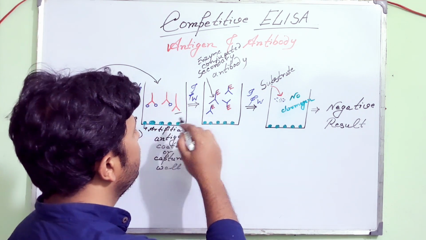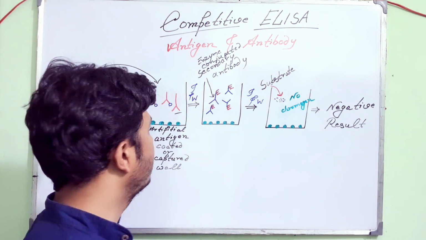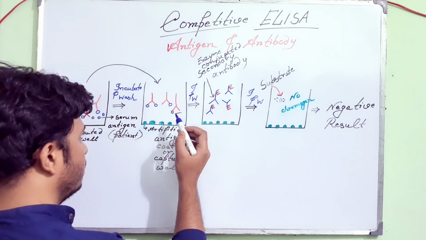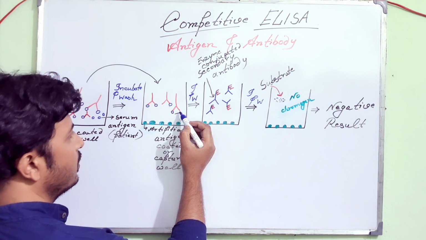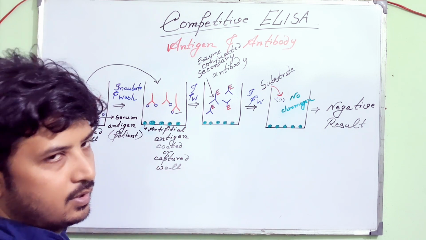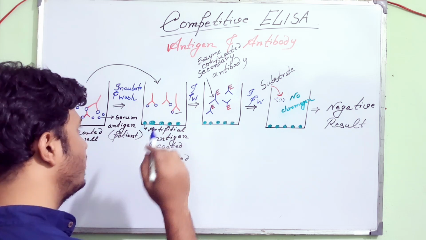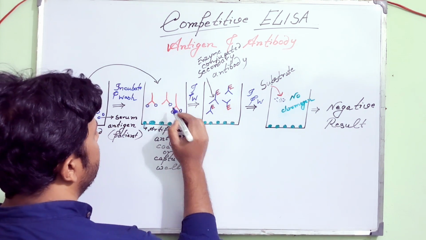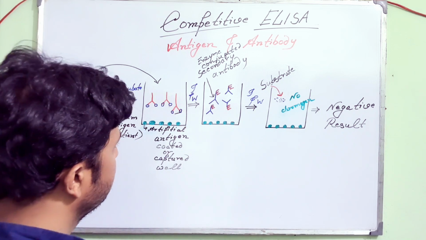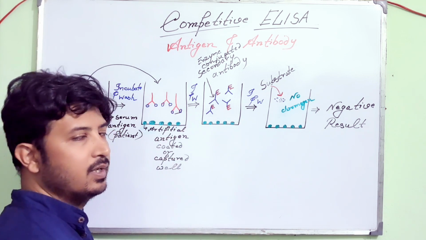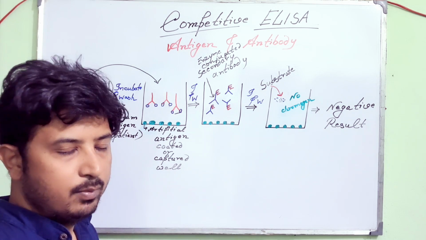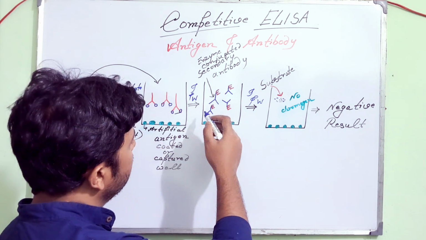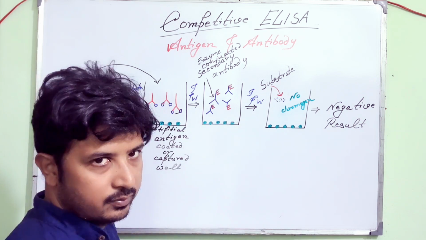Now I will incubate the well for some time and then wash it off. Now suppose there is no free antibody present which will bind to the artificial antigen, because all the hands are occupied with the serum antigens. So nothing will bind to the artificial antigen. So no free primary antibody is present. Now incubate for some time and wash it off.